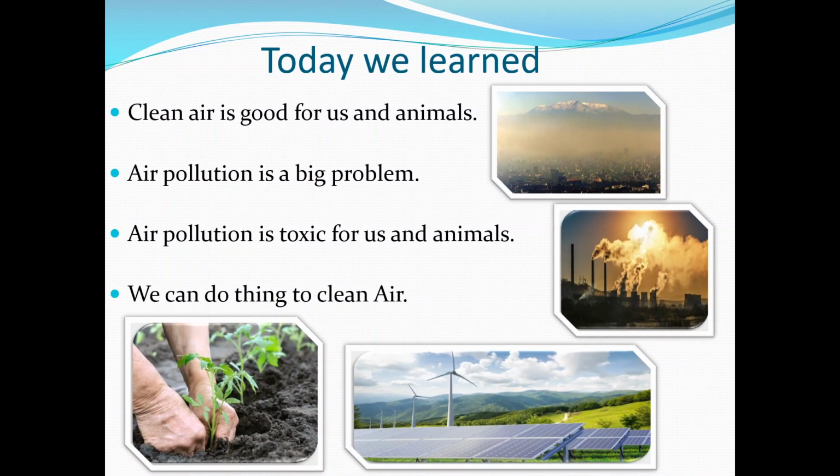So, today we learned that clean air is good for us and animals. Air pollution is a big problem. Air pollution is toxic for us and animals. We can do things to clean the air, such as planting more plants and also using clean energies. Clean energies are the future for our world. With solar energy or wind energy, we have free energy that is clean and doesn't pollute and can allow us to do what we do in life.